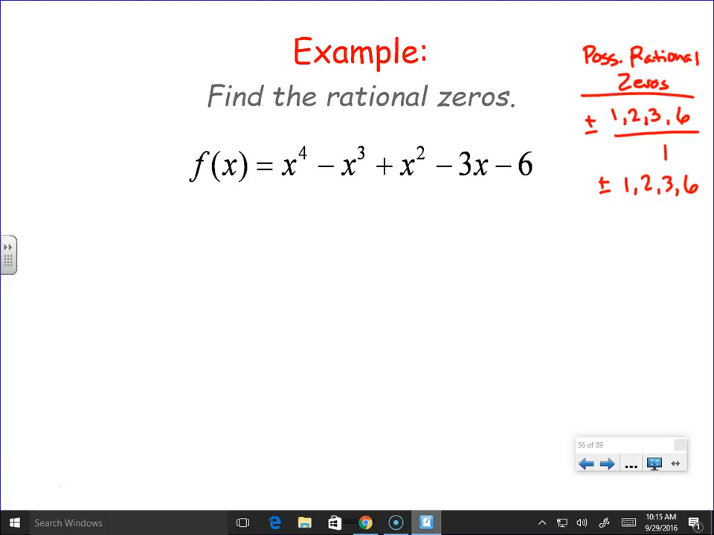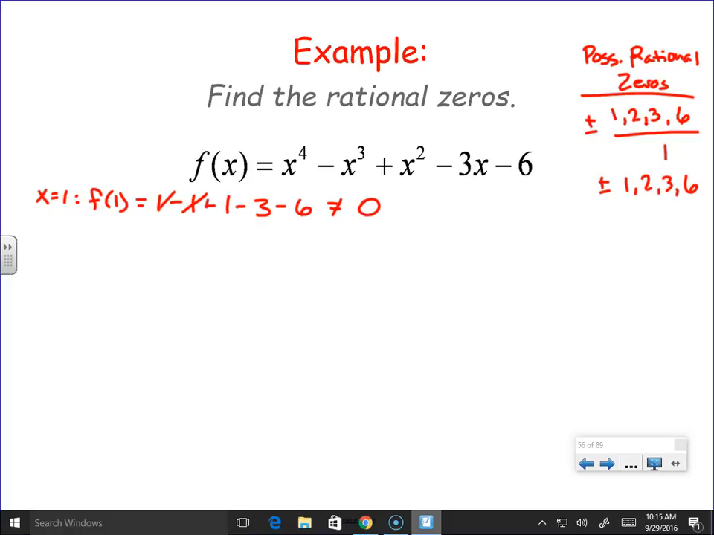So how do I test? X equals 1. You guys already tested? What happened? 1 minus 1 plus 1 minus 3 minus 6. Careful. 1 minus 1 is 0. Then 1 minus 3 minus 6. Let's just say that's not 0. Why am I saying that? I don't really care what it is. I'm not graphing it. I just need to know, is it 0? Because if it is, sweet, it works. I'll use it for synthetic.